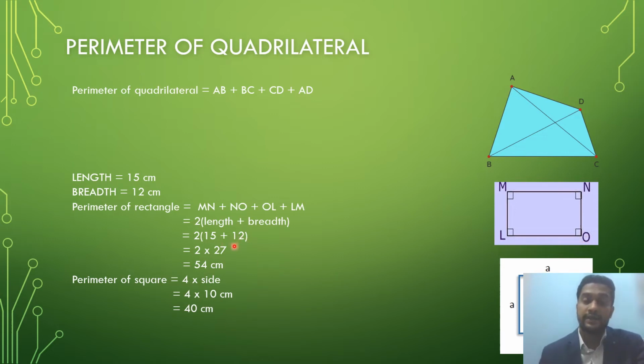Just add them. After adding, multiply by a 2. Why are we multiplying by a 2? Because we have two sides, two lengths and two breadths. You will get your answer as the perimeter.